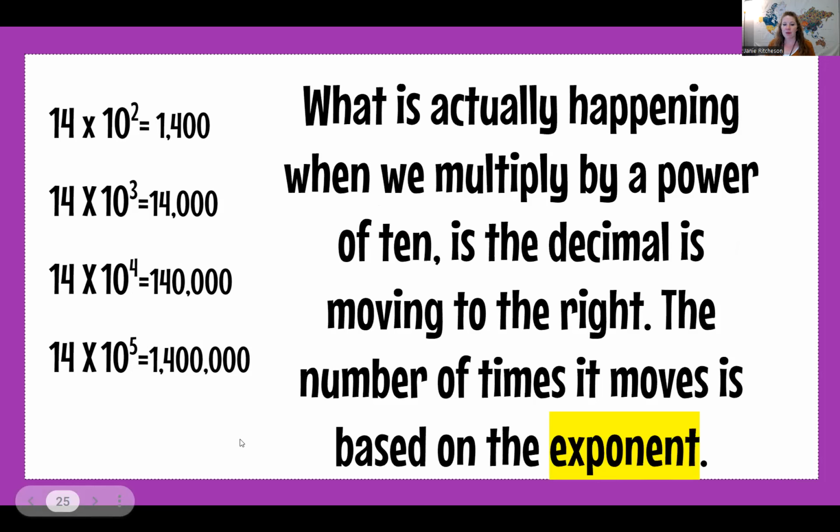What is actually happening when we multiply by a power of 10 is that the decimal is moving to the right. The number of times it moves is based on the exponent. So if you have a whole number, that means the decimal is sitting to the right of the last digit, right? So if the decimal were right there, this number tells us how many times we're going to move that decimal to the right. So 14, we would move it 1, 2. It's after the 14, we'd move it 1, 2. We're going to move our decimal 2 places to the right, which is where we would get our 2 zeros from.